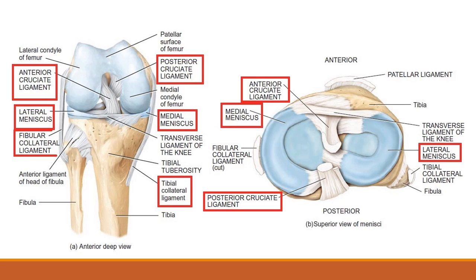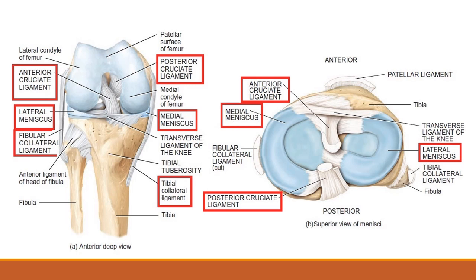Now, if you look at the image on the left, you can see the intra-articular ACL and PCL, and they are named according to their tibial attachment. The ACL is attached anteriorly on the tibia and goes toward the lateral femoral condyle, while the PCL is attached posteriorly on the tibia and goes anteriorly toward the medial femoral condyle. They play a major role in preventing the anterior and posterior translation of the tibia on the femur.